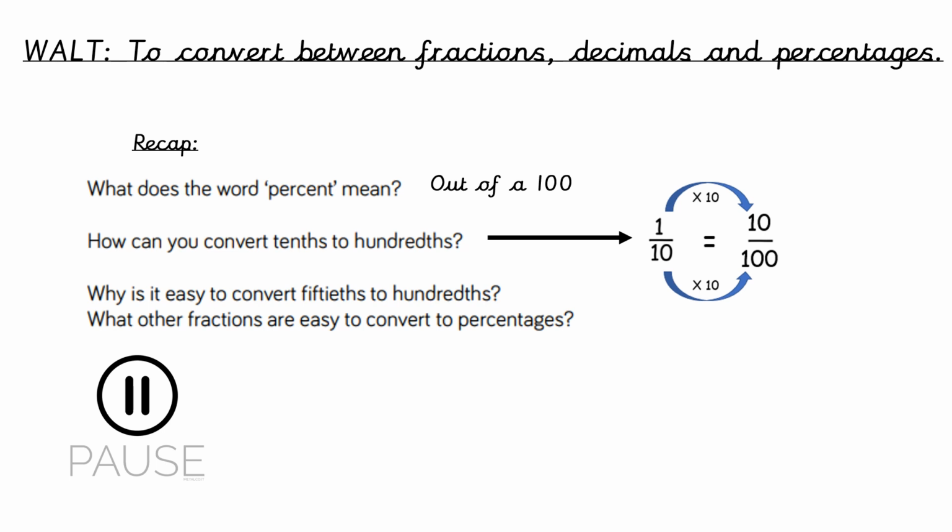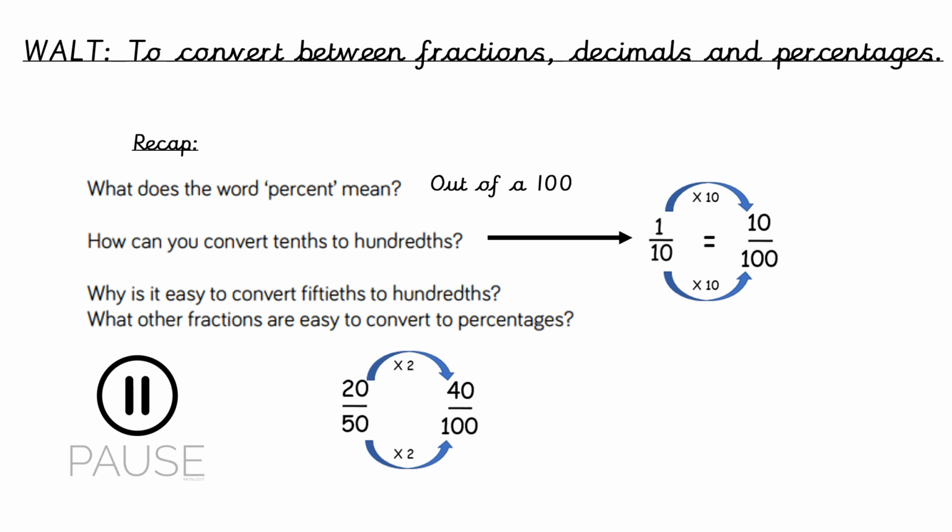Why is it easy to convert 50ths to hundredths? So similarly, if you've got a 50th, whatever you do to the denominator, you need to do to the numerator. So from 50ths to hundredths, we're multiplying by 2. So you need to do the same to the numerator. So for example, if you've had 20 out of 50, you would multiply your 50 by 2 to make 100, and then you would multiply your 20 by 2 to make 40. So 20 50ths is equivalent to, or the same as, 40 hundredths, which therefore equals 40%.